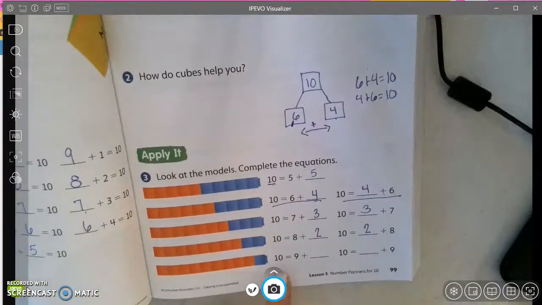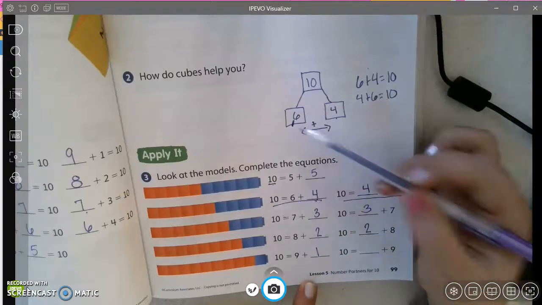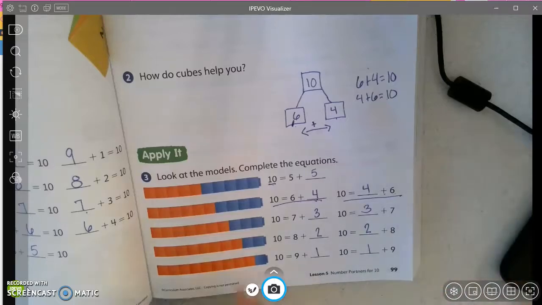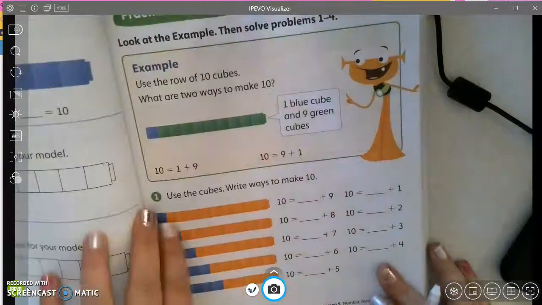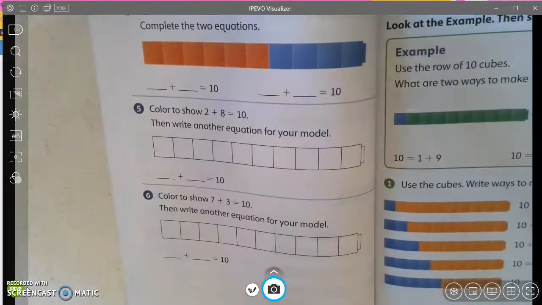The last one down here, 10 equals 9 plus 1. I don't know how that got there, but that's okay. And 10 equals 1 plus 9. All right.